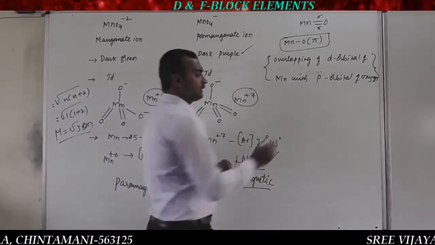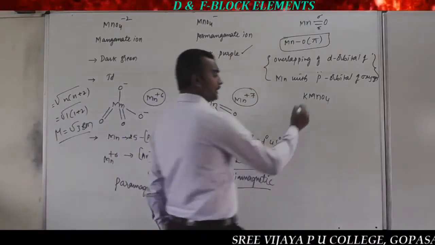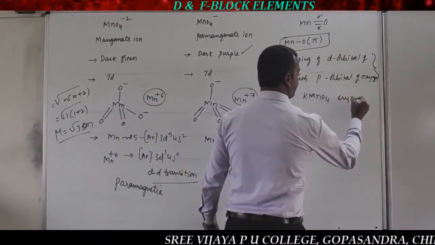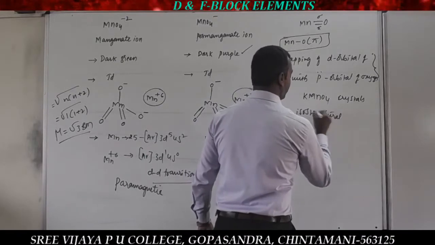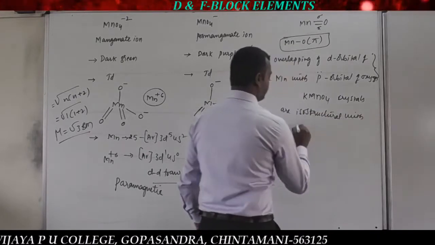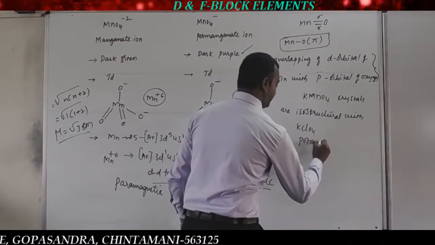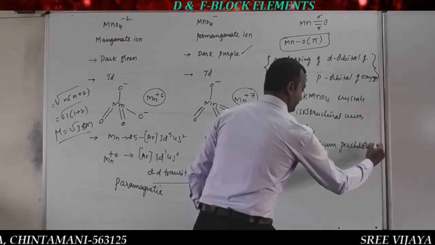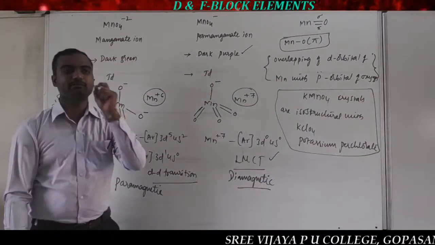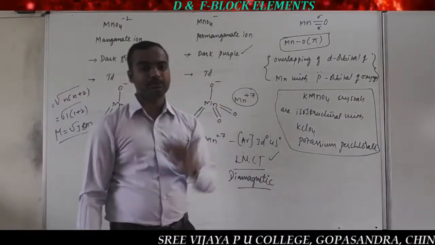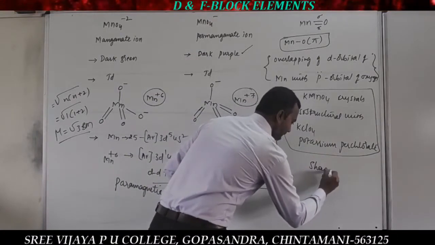And one more thing: potassium permanganate crystals, the dark purple crystals, are isostructural with potassium perchlorate, that is KClO4. So KMnO4 is isostructural with potassium perchlorate. What is the meaning of isostructural? Repeated questions come on this in chemical bonding. Isostructural species are nothing but species having the same shape and hybridization.